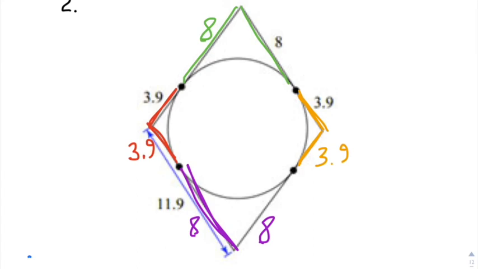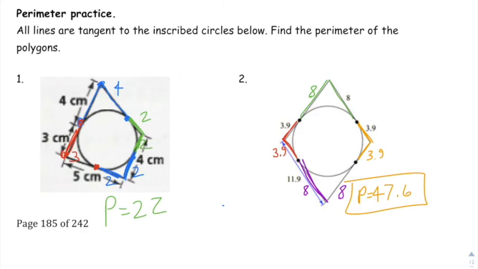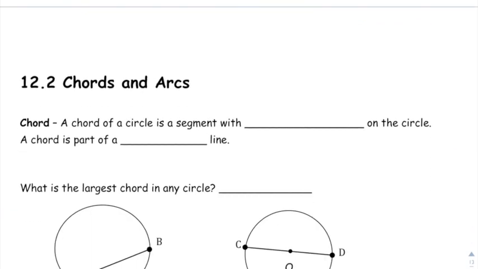So now you'll just find the perimeter, you add up all the sides. And I got 47.6 once I did all that. There you go. That's about it. Kind of short today.